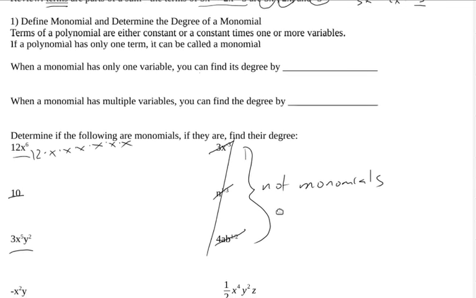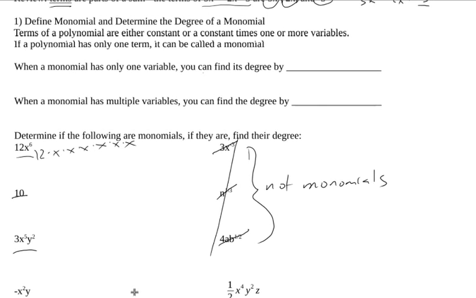Alright, so now that we have an idea of what a monomial is, when a monomial has only one variable, you can find its degree by just reading the exponent. So this one right here has a degree of 6 because it essentially has 6 different variables occurring here. This variable occurs 6 times, so we would say it's degree 6. This one doesn't have any variables, so we would say it has degree 0. It doesn't have any variables at all.